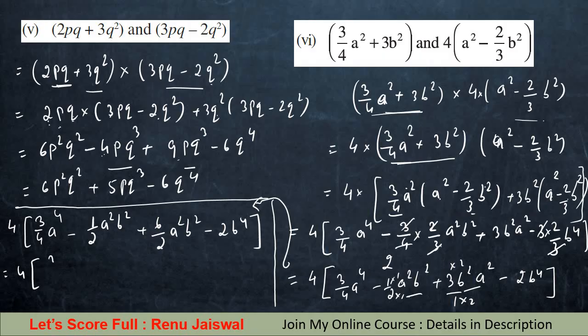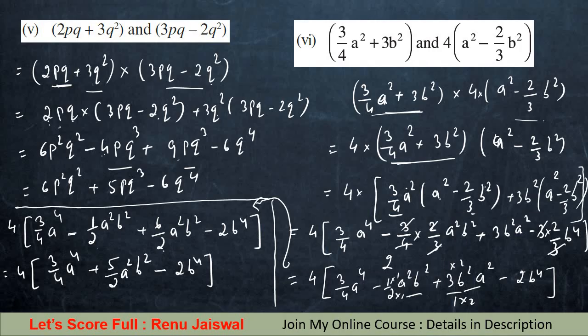Here 4. 3 by 4 a4. Now see, denominator is 2. A square b square common. 6 and then here minus 1. This minus is always for the numerator. So 6 minus 1, which is 5 by 2 a square b square and 2b4. This is our final answer.